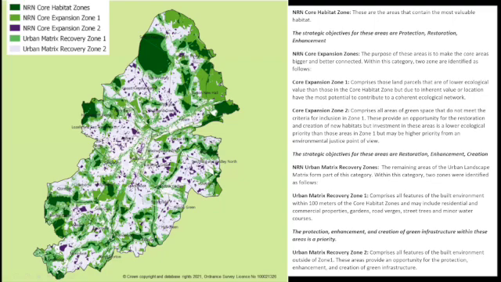And then we've got the urban matrix recovery zone 2, which comprises all the features of the built environment within 100 meters of the core habitat zones. No, it's outside of that 100 meters, sorry. But those areas still provide opportunity for the protection, enhancement, and creation of green infrastructure. It's just that they would not necessarily have a higher value in terms of strategic significance for biodiversity as they would if they're in these dark green areas.